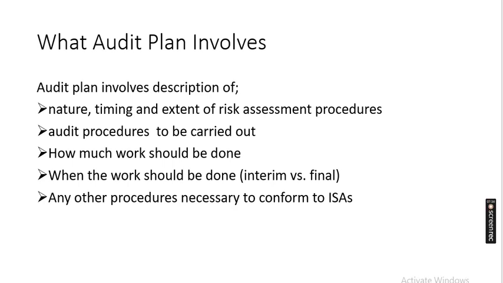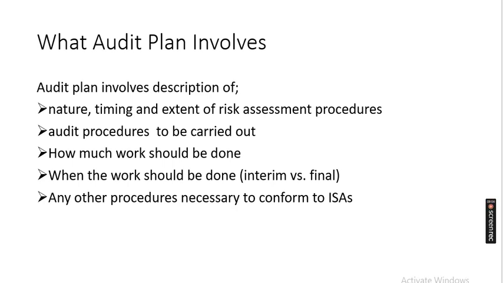So in summary, audit planning is going to involve the following. We are going to look at the nature, timing, and extent of risk assessment procedures. So how are we going to assess this? How are we going to identify audit risks and business risks? Then what audit procedures are we going to carry out? Maybe inquiry, inspections. How much work should be done? So are we going to do sampling? Or are we going to conduct the whole work?